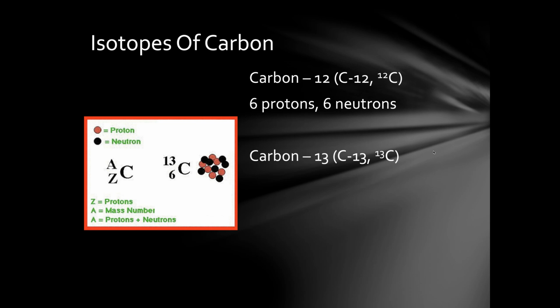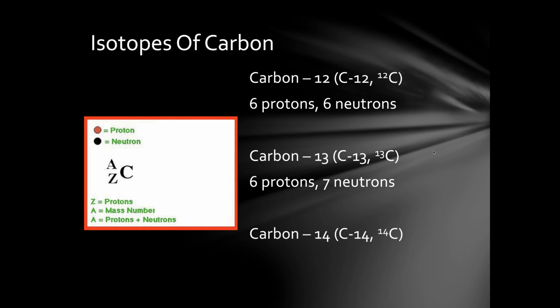You see, you still have 6 protons, but if you count up the neutrons, now you'll see there are 7 of them, giving you a total combined mass of 13. And we have carbon 14, which still consists of 6 protons in the nucleus, but now we have 8 neutrons in the nucleus. These are the 4 flavors of carbon, or the 4 isotopes of carbon. They're the same element, but their masses are different.